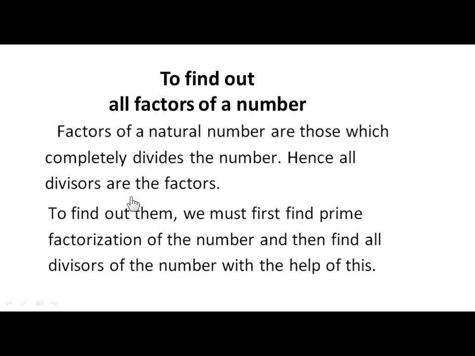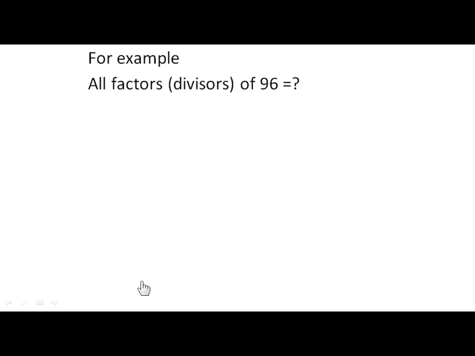And to do this, we must first find the prime factorization of the number. The quickest way to find all divisors of the number is to first find the prime factorization of the number, and with the help of this prime factorization, we will find all divisors of the number. Let us take an example to understand this process.